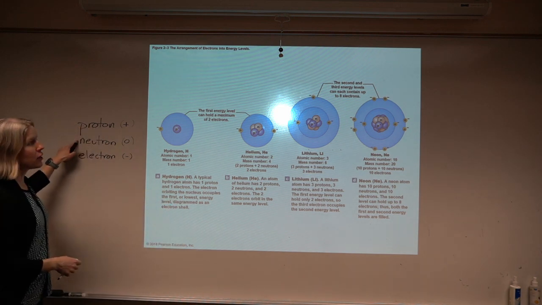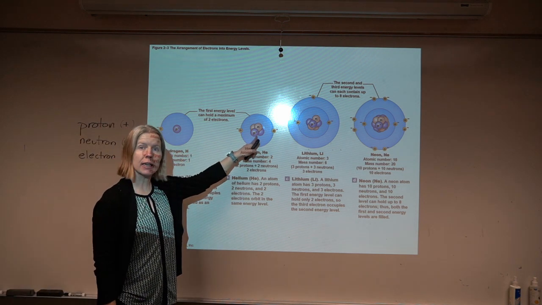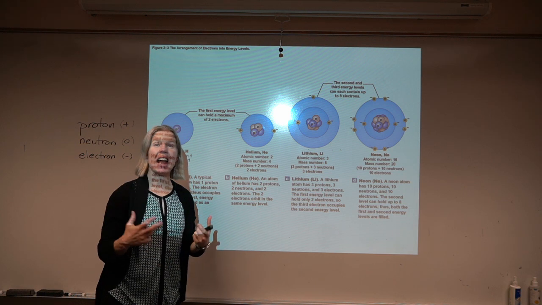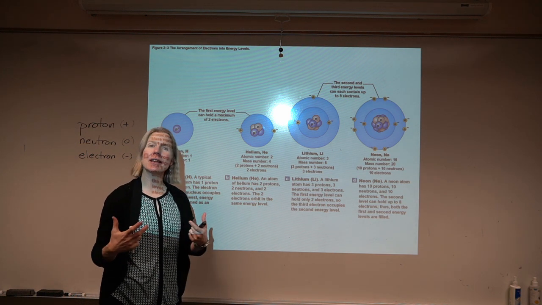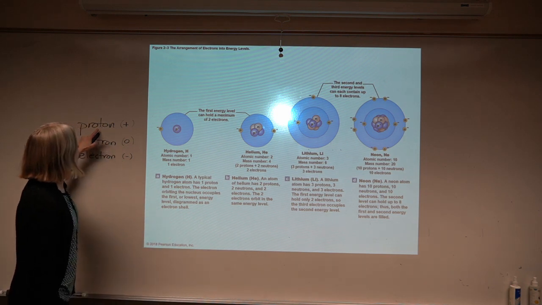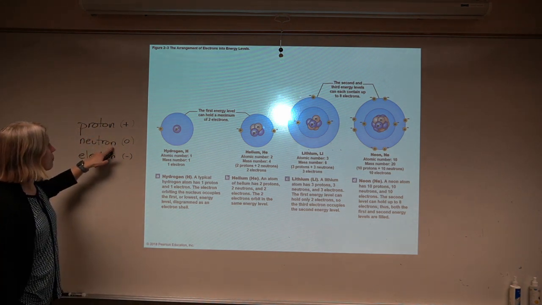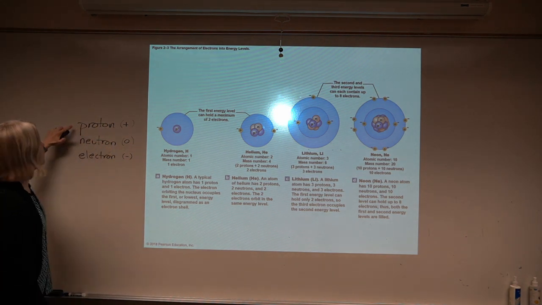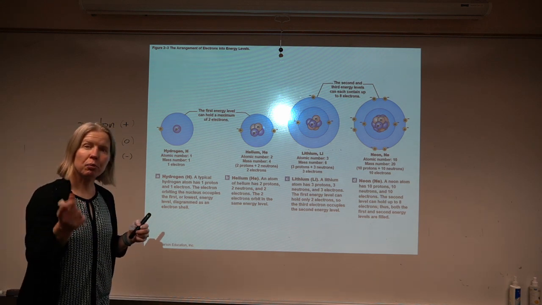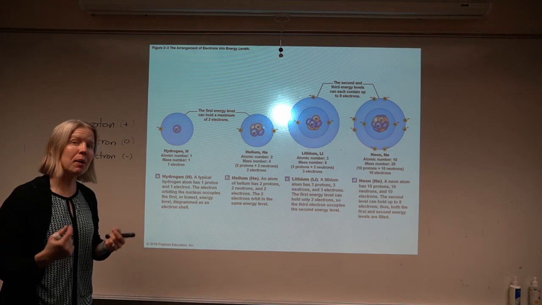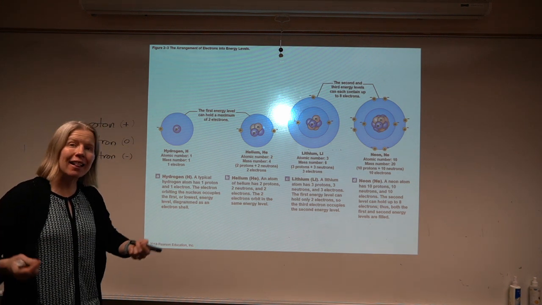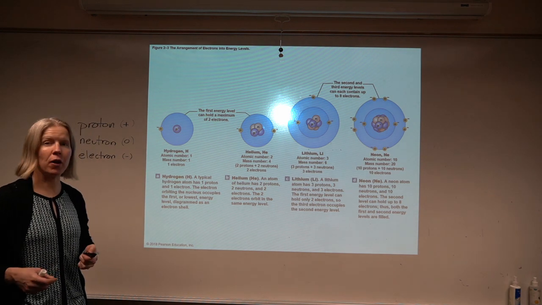So protons and neutrons are in the nucleus, and they also are the subatomic particles that have mass, or at least enough mass that we count it. The other way to look at protons is that the number of protons an atom has determines what it is, what element we're talking about.